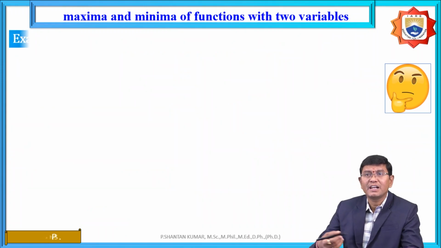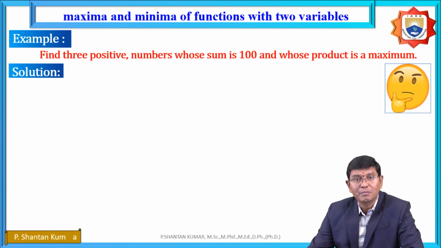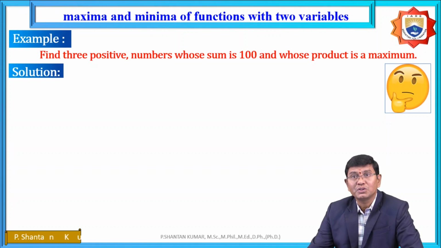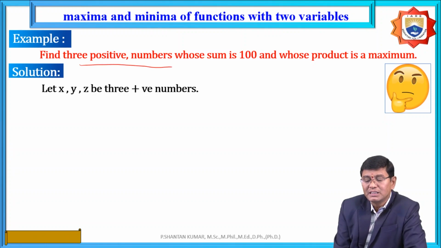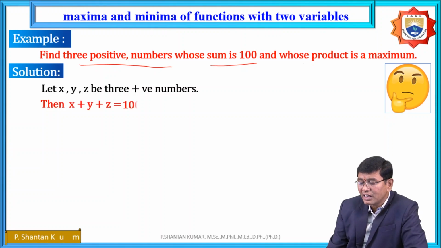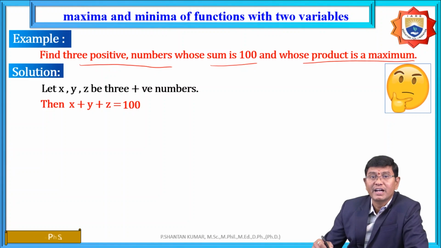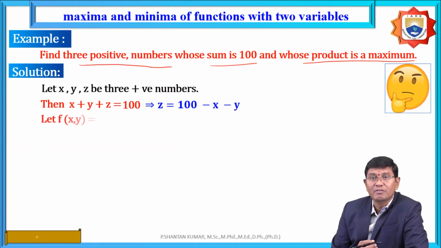Similarly we can solve other problems, for example: find three positive numbers whose sum is 100 and whose product is a maximum. In this problem it is not given directly, but stated in words. First we need to understand it: three positive numbers, so assume x comma y comma z are three positive numbers. The sum is 100, that means x plus y plus z is equal to 100, and whose product is a maximum. That means the product is x y z. Therefore f of x comma y comma z is x y z.